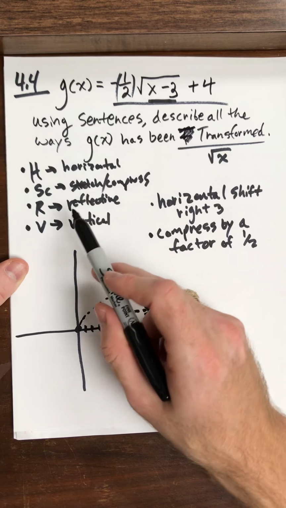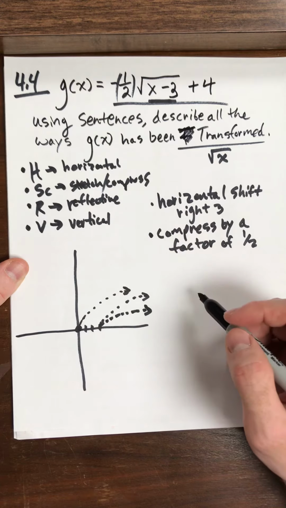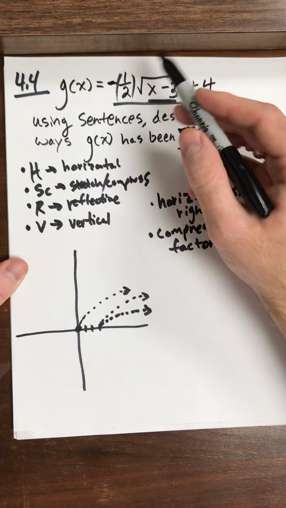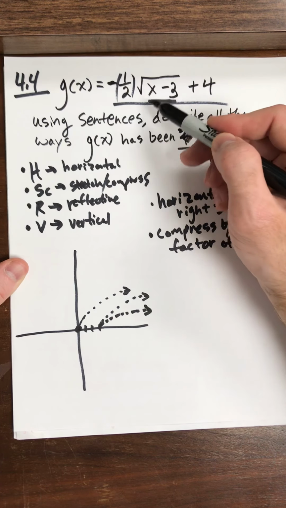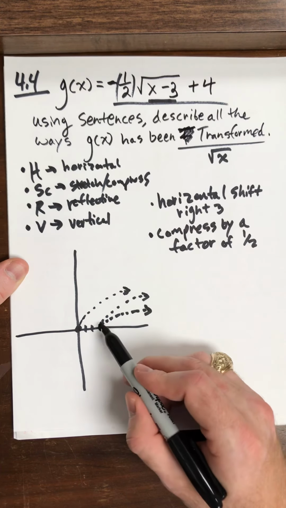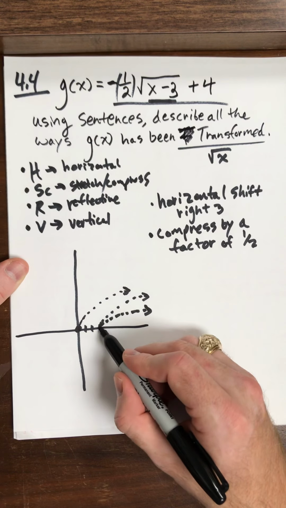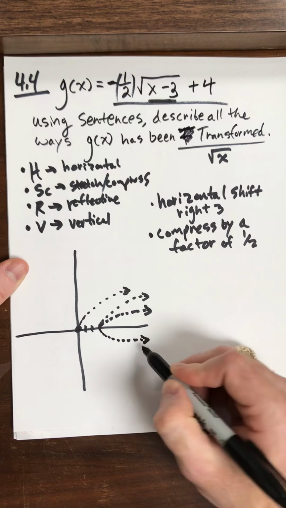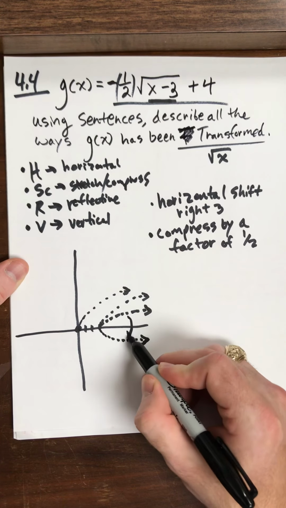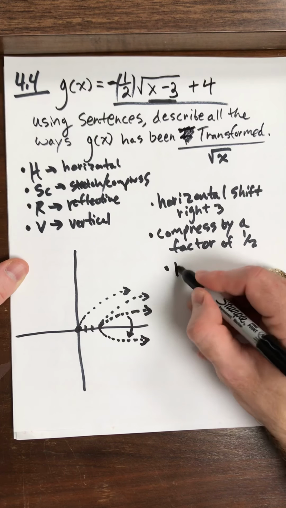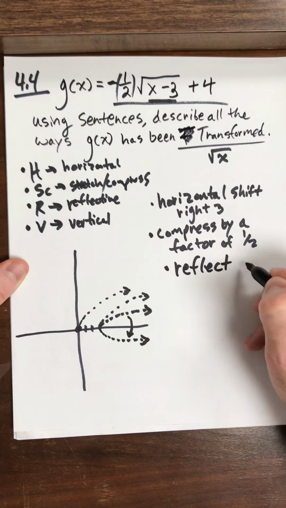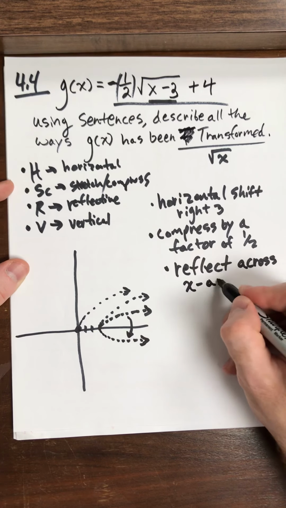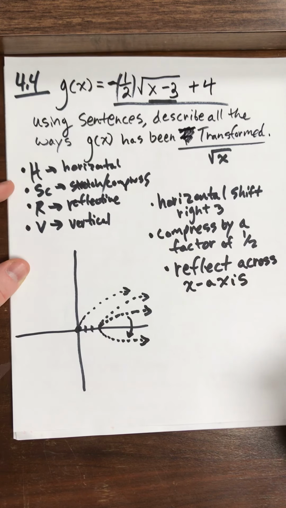Now the third part, homeschool RV. So R, reflective. So I look at my number in front. Okay, so I'm taking my function and I'm multiplying it by a negative. Now, if I multiply by a negative, what does it do? It takes all the positive values and flips it across the x-axis, so it reflects it down across the x-axis. So reflect across x-axis. All right, that's R.